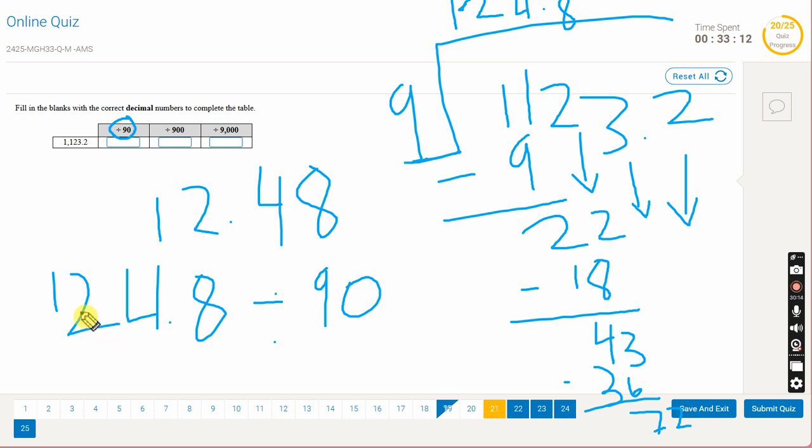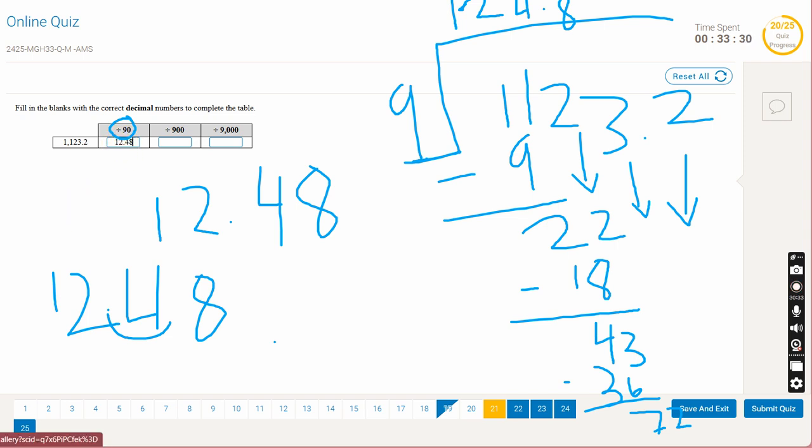You got the answer already, right? 1248. What are you supposed to do? Because I divided by 9, I got 124.8. Now when they divide by 90, you just move the decimal point inward once. So 12.48. The same thing you do with the rest, 12.48.